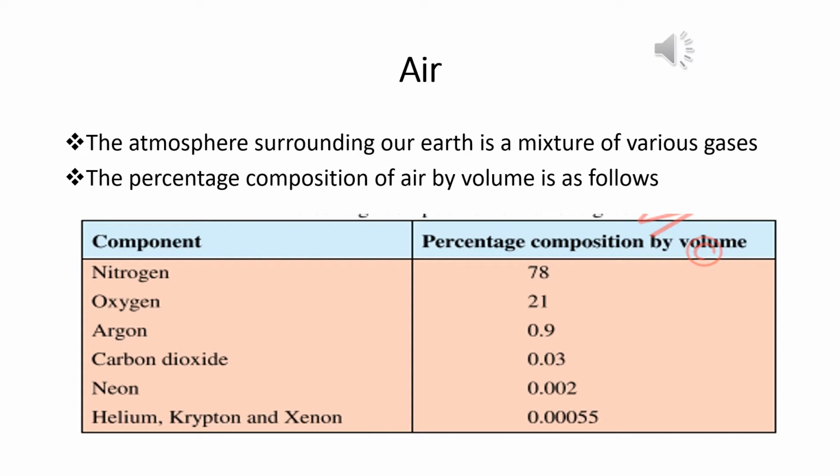The percentage of nitrogen in the air is 78%, oxygen is 21%, argon is 0.9%, carbon dioxide 0.03%, neon 0.002%, and helium, krypton, and xenon 0.00055%.